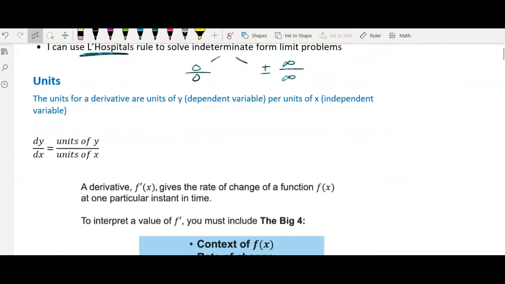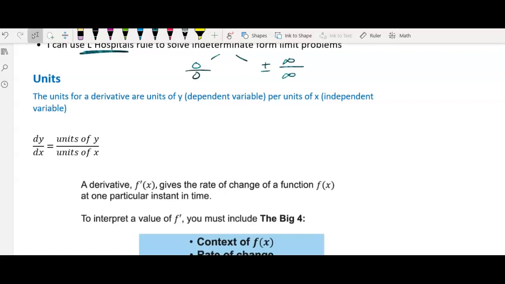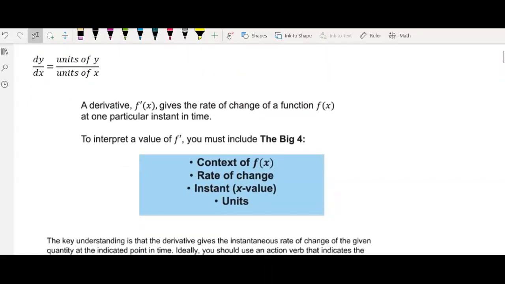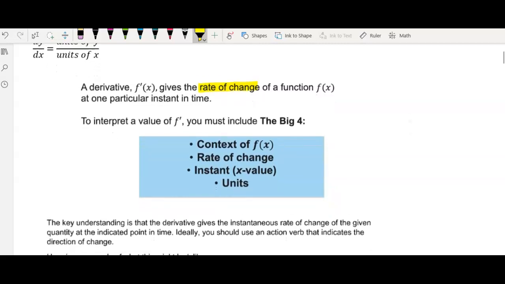So let's start with units. Units for a derivative are the units of y per the units of x, dy/dx, the units of y over the units of x. A derivative, f prime of x, gives the rate of change of a function, f of x, at one particular instant in time. So this is also called the instantaneous rate of change.